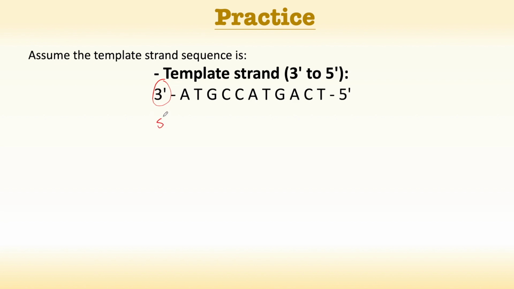So I'll start with 5 prime, adenine, all the time thymine, adenine, cytosine, guanine, guanine. I hope you are doing that with me. Thymine, adenine, cytosine, thymine, guanine, and adenine. Don't forget to put the direction at the end.